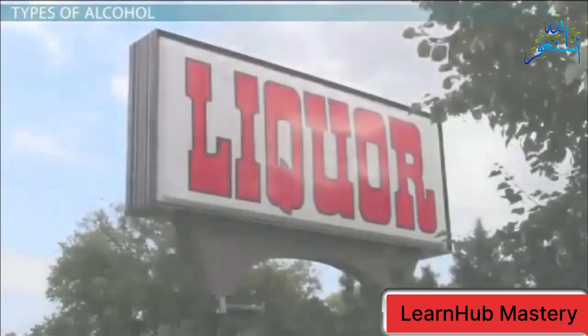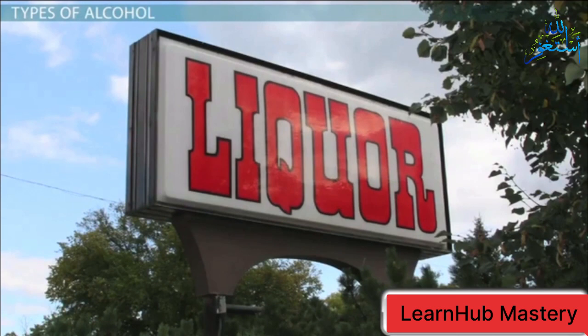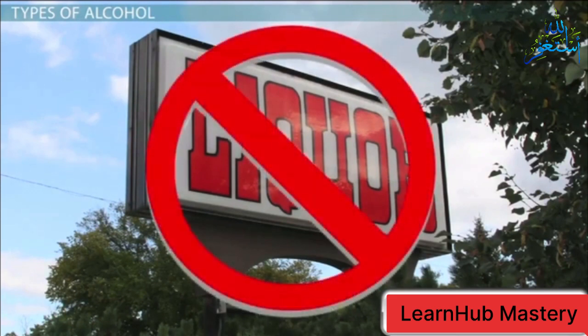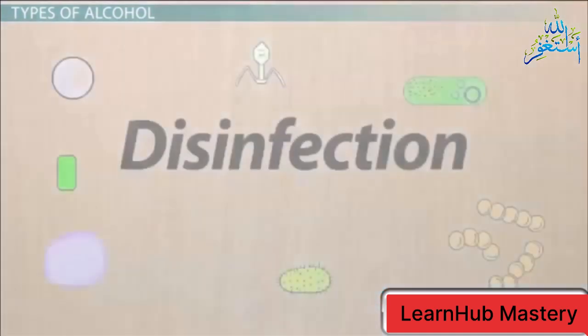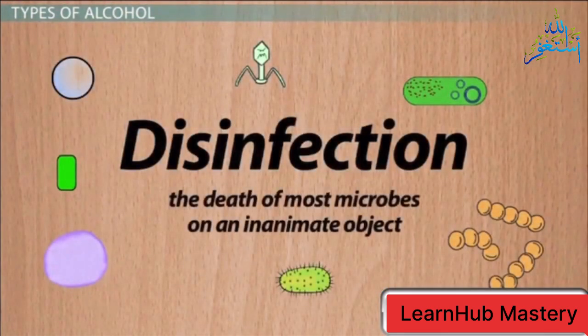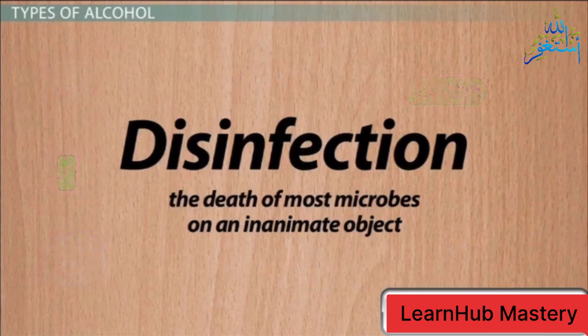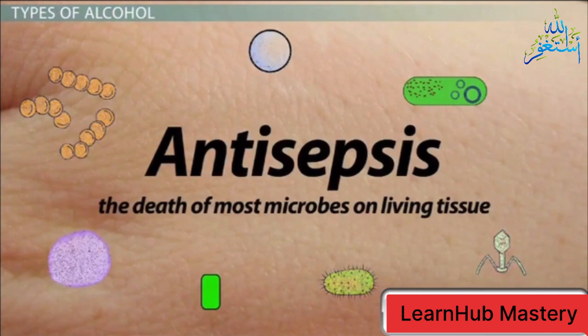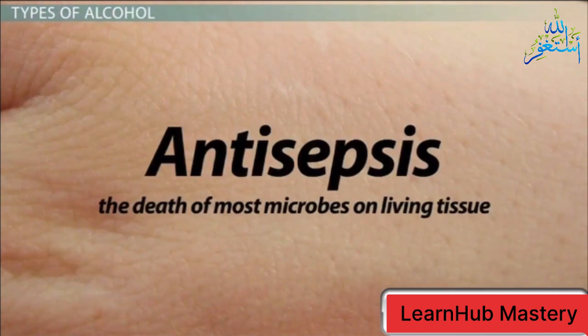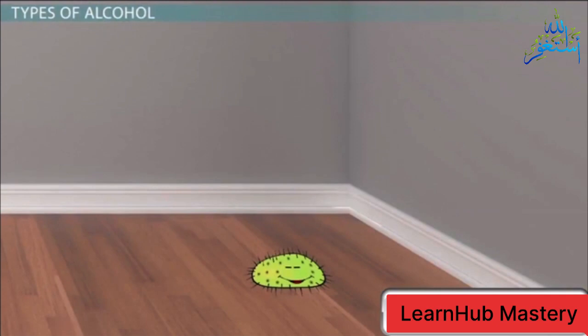The first important thing we need to talk about is the different types of alcohol available for use. Now, don't get excited. This doesn't mean we'll be going on a trip to the liquor store anytime soon. We'll be talking about the types of alcohol that are used as a disinfectant or antiseptic. Those aren't the same thing, by the way. Disinfection implies the death of most microbes on an inanimate object, while antisepsis implies the death of most microbes on living tissue, such as your skin. The difference is slight, but still important.